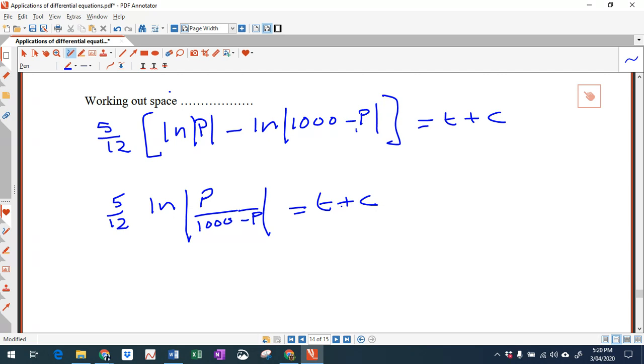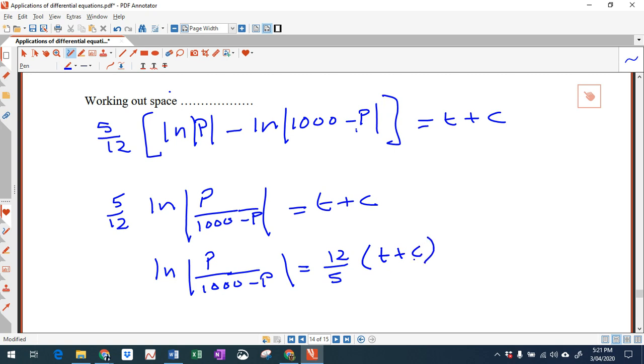Okay, so from there, we are going to get rid of the 5/12 on the other side. So this is log absolute value, P over 1000 minus P, equals 12 over 5 brackets T plus C.